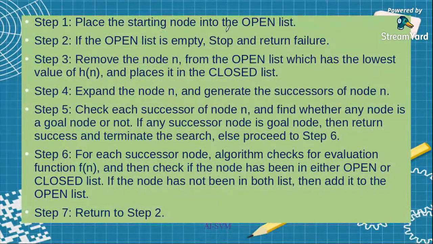So when you're working on any graph, you place one node in an open list. If the open list is empty, then stop and return failure. Remove the node n from the open list which has the lowest value of h. That means whichever says this is the shortest path, select that and take up that path. Then proceed further.